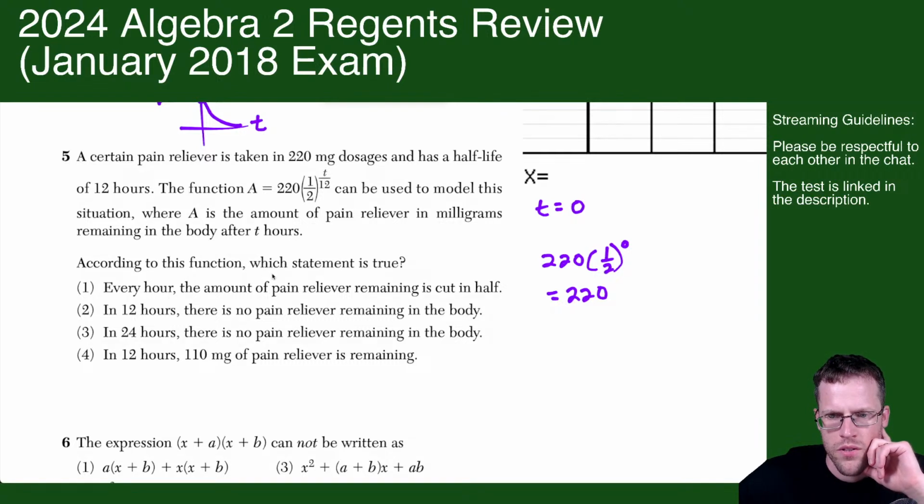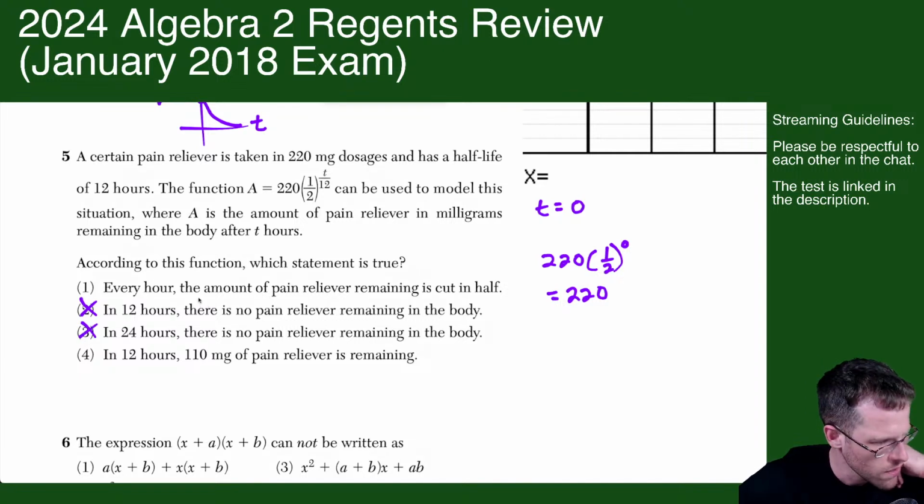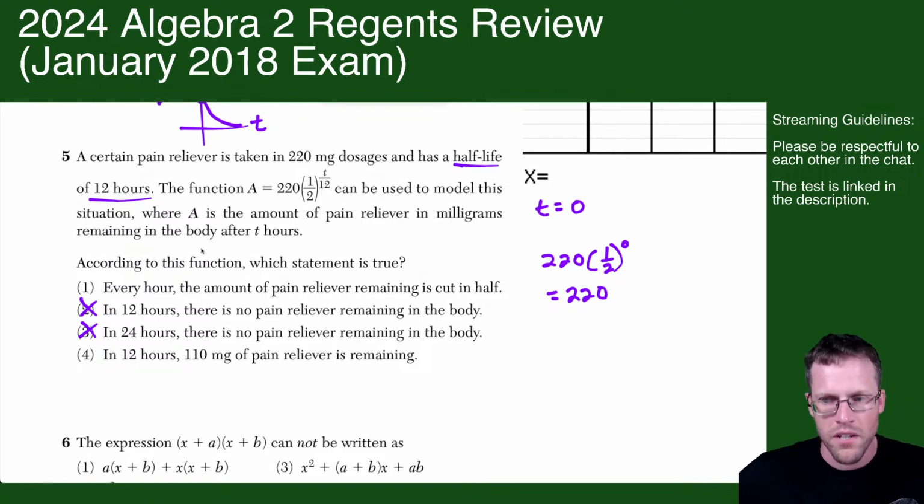In 12 hours, there's no pain reliever remaining in the body. Well, remember, they said every 12 hours is a half-life. So the amount is divided by 2 every 12 hours. So here, no pain reliever? Those answer choices make the least sense. Every hour, the amount of pain reliever remaining is cut in half? Well, they said it has a half-life of 12 hours, which means it takes 12 hours for the amount to be cut in half. So just by process of elimination, it has to be this.